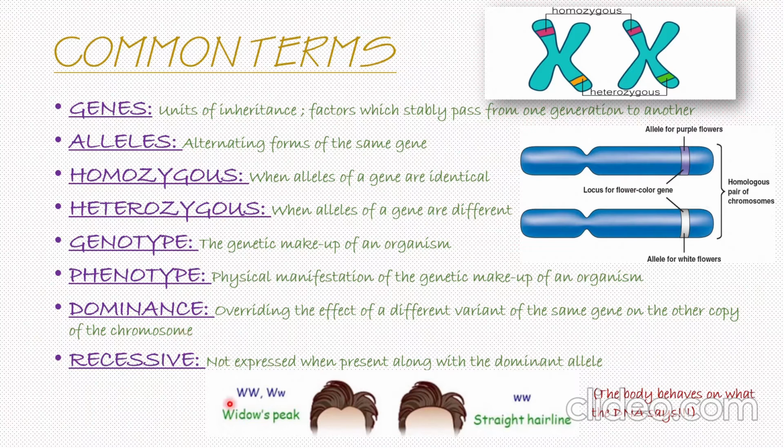And so, phenotype is basically the appearance when viewed physically. If the person expresses a phenotype of a widow's peak, then the possible genotypes could be capital W capital W or capital W small w. Since small w does not get expressed when present along with capital W, it's treated as a recessive trait. And the genotype of the person having a phenotype of straight hairline has to be only small w. And as legends say, the body behaves on what the DNA says.